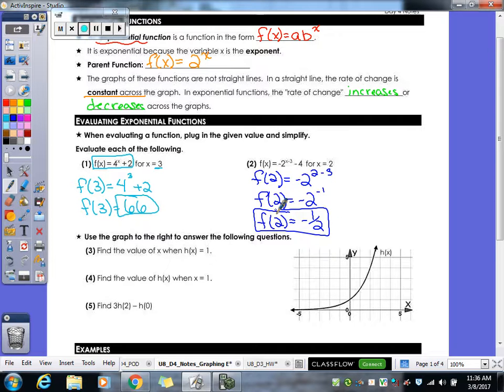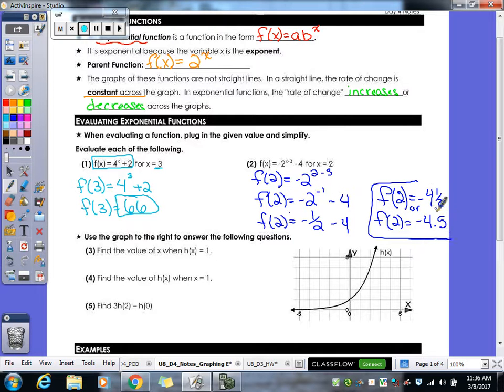Oh, I missed the minus 4. Yeah, that's what I said. Thanks for telling me. Completely missed the minus 4. So negative 1/2 minus 4 gives us negative 4 1/2, or we could write it as negative 4.5. As I was saying, they do prefer the fraction over the decimal.